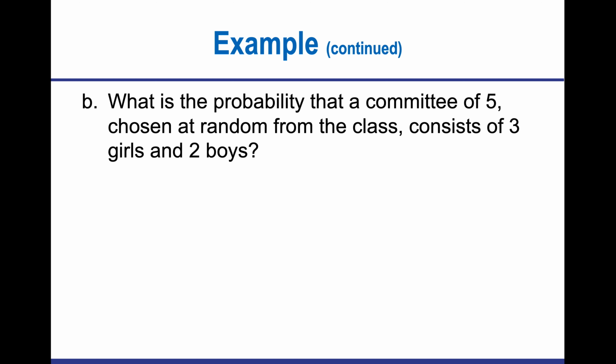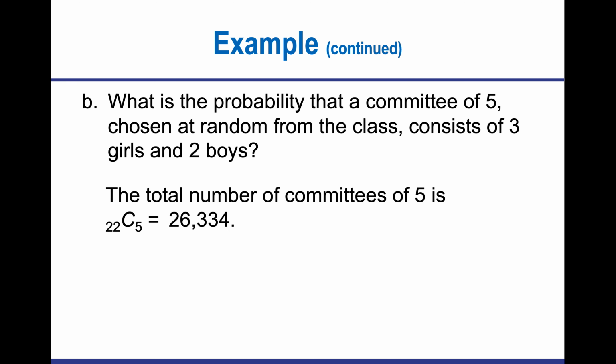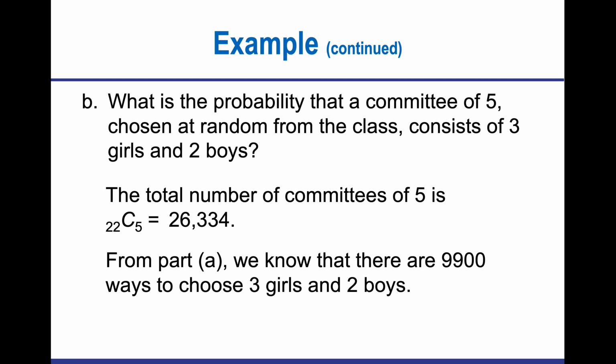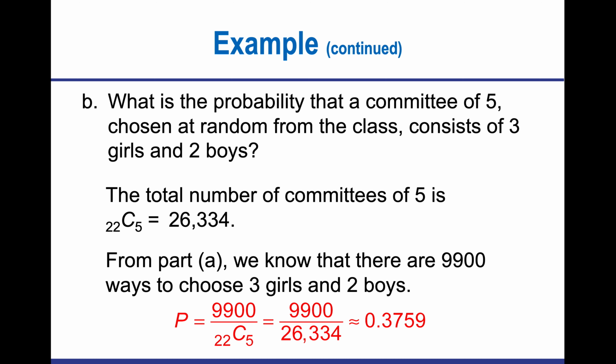Then, if I want to say, well, what is the probability that a committee of 5 is chosen at random from the class that consists of 3 girls and 2 boys? Again, it's a combination. I'm picking 5 people. From part A, we know that there are 9,900 ways to choose 3 girls and 2 boys. So if I'm looking for the actual probability, I'm going to take that 9,900, divide it by the total number of possible outcomes, which would be just picking 5 from 22, not caring if they're girls or boys, and I would divide them to get 38%.